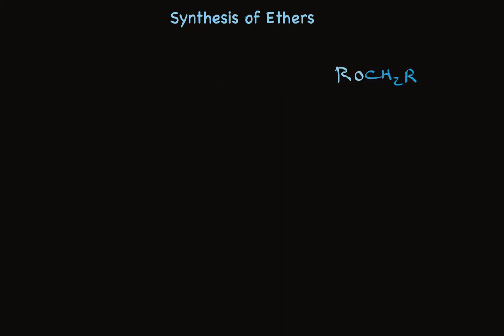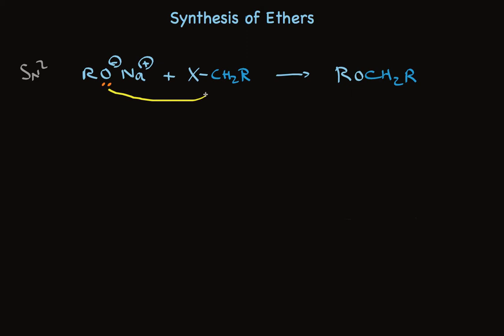The approach involves making this target from two pieces, one that comes from an alcohol, shown here as an alkoxide, and the other from an alkyl halide or tosylate. This is an SN2 reaction, so we picture a pair of electrons from oxygen making a bond to carbon as the halide is displaced. The leaving group can be chloride, bromide, iodide, or tosylate.